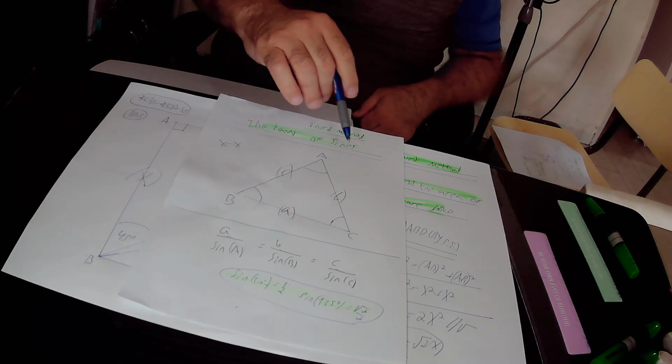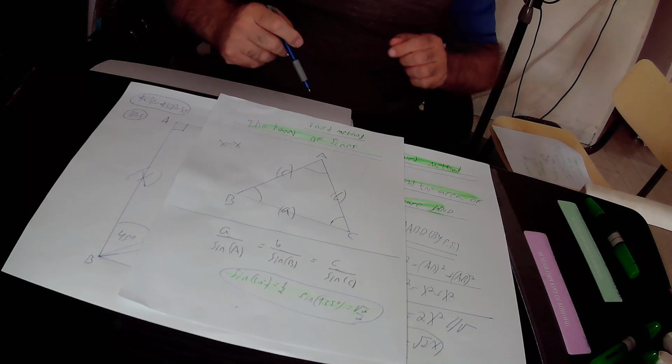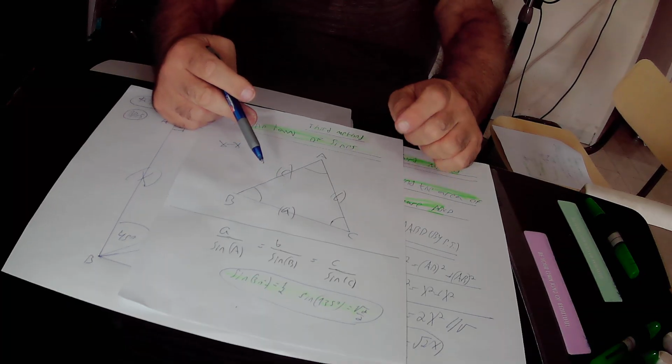This is triangle ABC that could be any triangle. Side AB of triangle ABC equals C units in its length. Side AC of triangle ABC equals B units in its length. Side BC equals A units in its length.